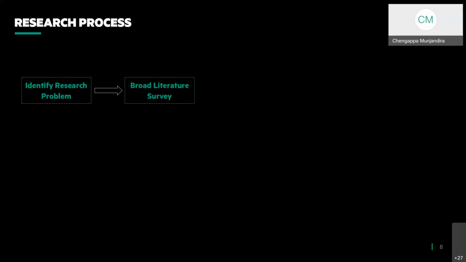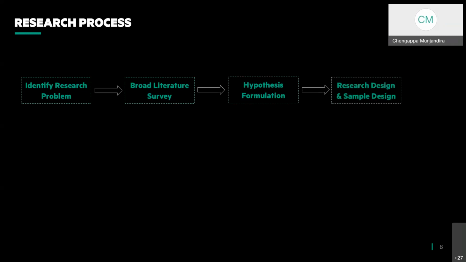The first in this sequence would be to identify a research problem. And then from there, we would be carrying out a broad literature survey. Then, with the knowledge and information that we gain from the broad literature survey, we would be formulating the hypothesis. And then we would go over to a research and sample design phase, where we would be preparing a research design and also determining the sample design.